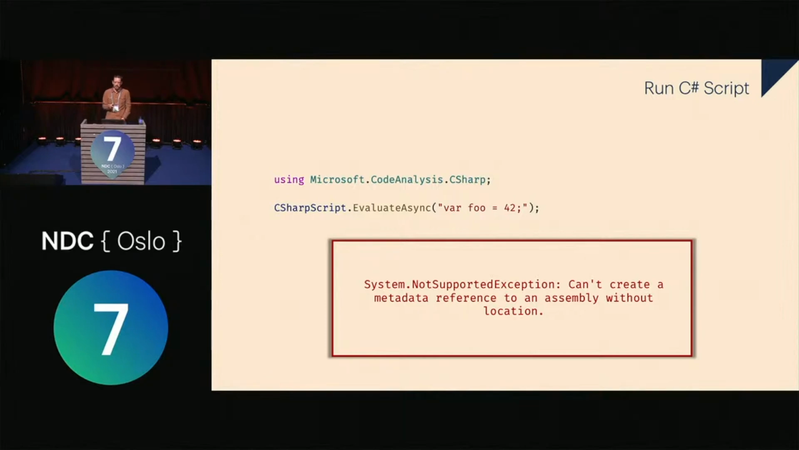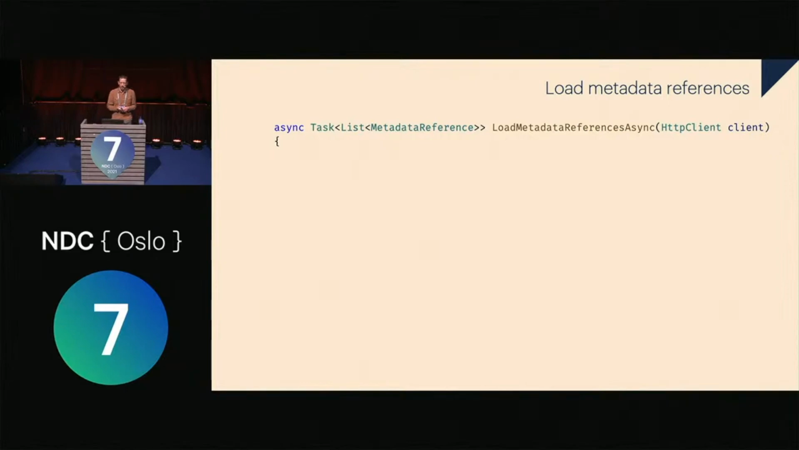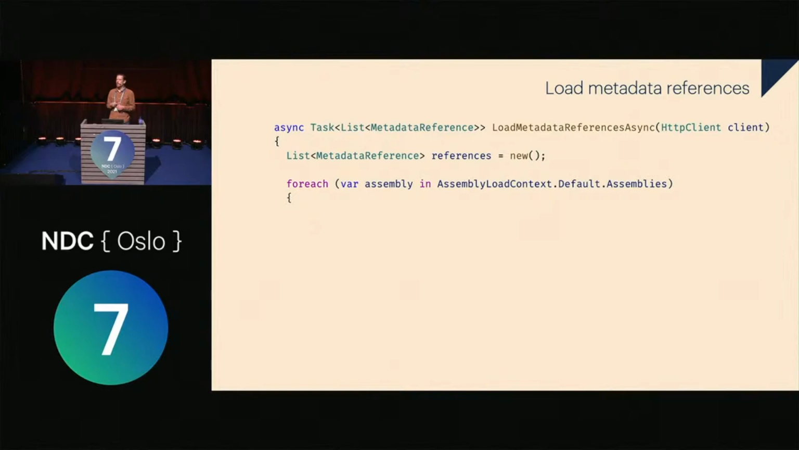Okay, so to fix this, we will need to go a level deeper and use some of the lower level Roslyn classes to make this happen. And it's a bit of code, but works kind of great once you have it. So first, let's try to load those metadata references. I'm going to iterate over all of the assemblies that are currently loaded in my application, and I will create metadata references for them all. So my script will have access to the exact same assemblies. That's probably a bit too much for what the script needs to do, but it's easy to write this way.